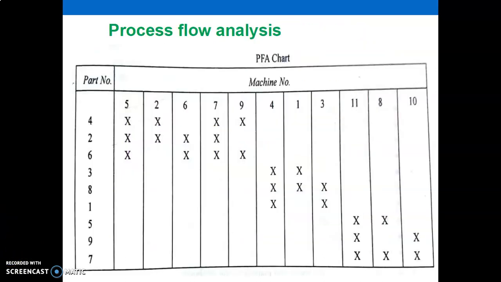So you can see this is a process flow analysis. Here we have the number of parts and the machine numbers. You can see part number 4 has to follow machine 5 to 7, 9, and the rest of the machine process. If you take the example of part number 8, that should travel from machine 4 and 1. So this is a simple process flow analysis chart that we have to study during the machining process.